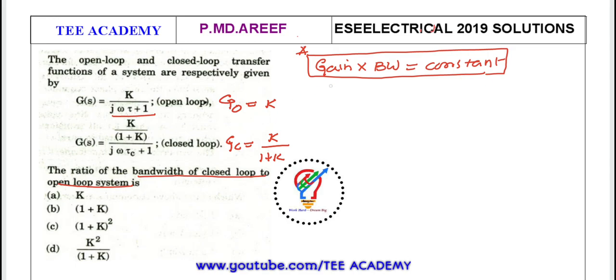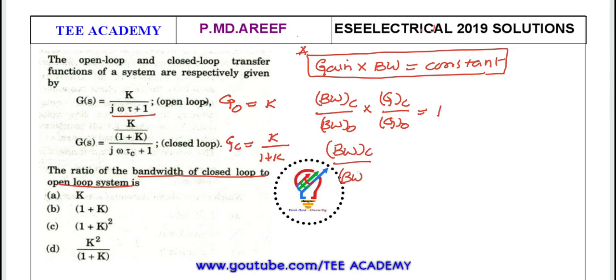Okay, now here the bandwidth of, let's say, closed loop system divided by bandwidth of open loop system into the gain of closed loop system divided by the gain of open loop system is equal to, let's say, 1. Okay, now from this, bandwidth of closed loop system divided by bandwidth of open loop system is nothing but gain of open loop system divided by gain of closed loop system.